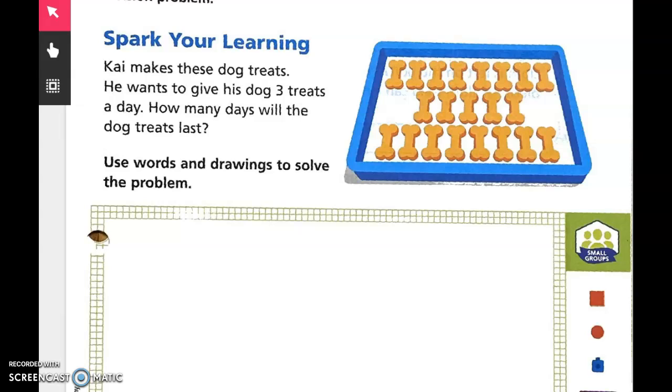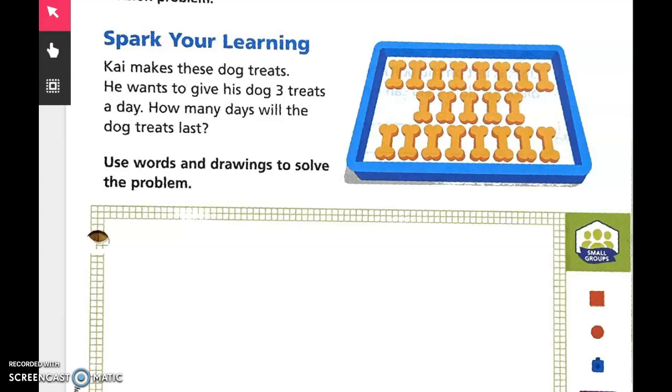Now spark your learning. Kai makes these dog treats. He wants to give his dog 3 treats a day. How many days will the dog treats last? Use words and a drawing to solve the problem.